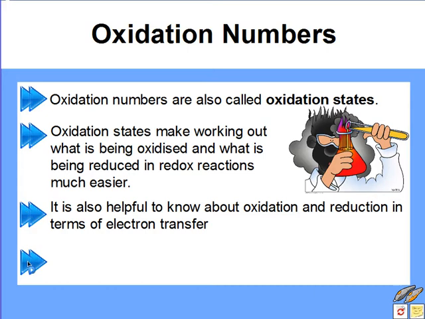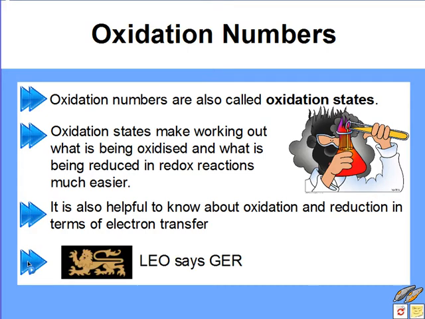One way to help you remember this is to use a mnemonic like LEO says GER. LEO, loss of electrons is oxidation, says GER, gain of electrons is reduction.